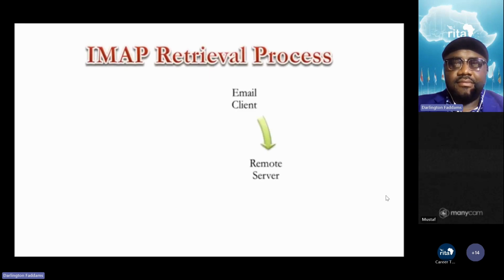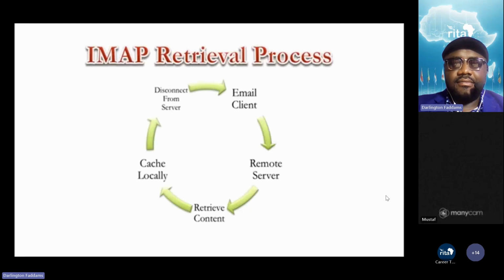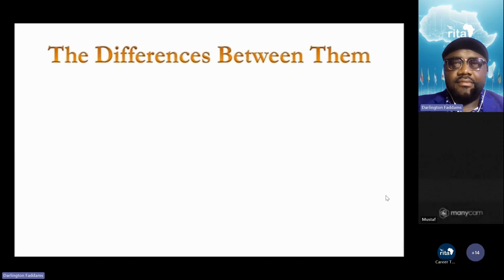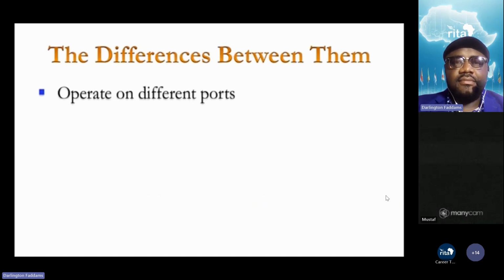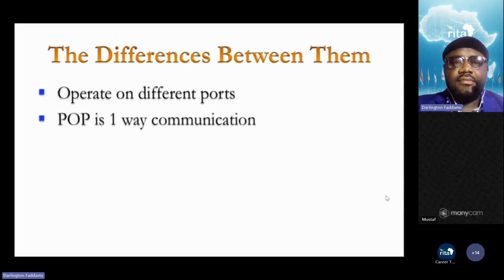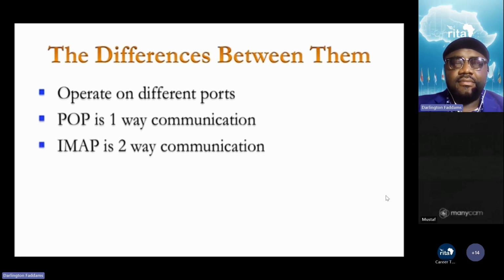The IMAP email retrieval process goes like this. First, when you click the Receive option, the email client will connect to the remote email server. It then pulls the user-requested content and caches it locally. Then it disconnects from the server. There are several differences between IMAP and POP. The two protocols generally operate on different ports. Essentially, POP is a one-way communication path, whereas IMAP offers two-way synchronization between server and client. POP is sufficient if you're accessing your mail using only one device, such as your PC.